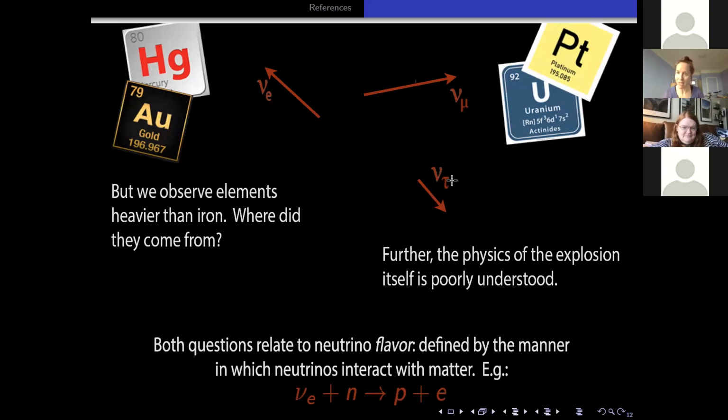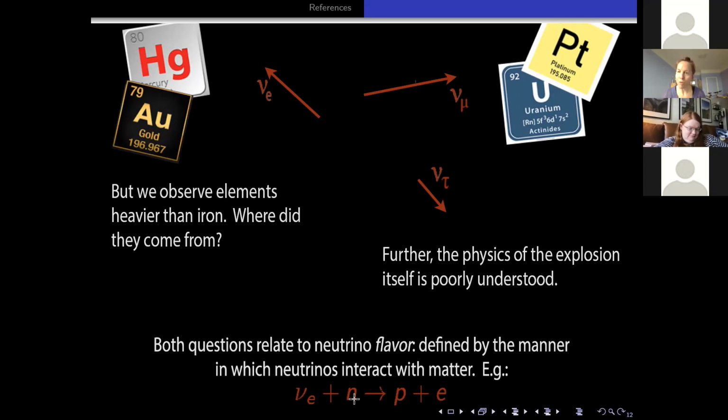And here's what flavor means. It defines the manner in which neutrinos interact with the matter in this expanding cloud. For example, I'm showing you an equation here where an electron flavor neutrino captures on a neutron and produces a proton and an electron. So the flavor of the neutrino is named after the lepton that's produced in this process. But what you might find more interesting here is look what's happened. A neutron is transformed into a proton.